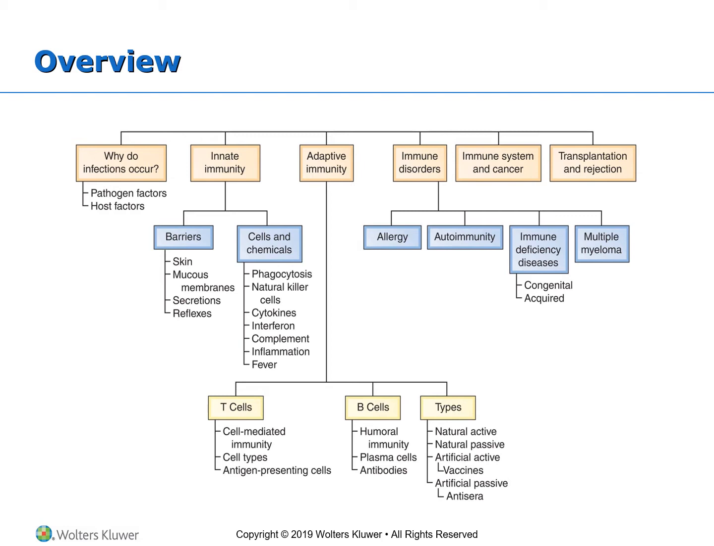We'll discuss innate immunity, including barriers, cells and chemicals. We'll discuss the adaptive immunity with its aspects regarding the T cells, B cells, and different types of immunity. We'll also look into immune disorders as they pertain to allergy, autoimmunity, immune deficiency conditions, and multiple myeloma. We'll look into the role of the immune system and cancer and transplantation and rejection.